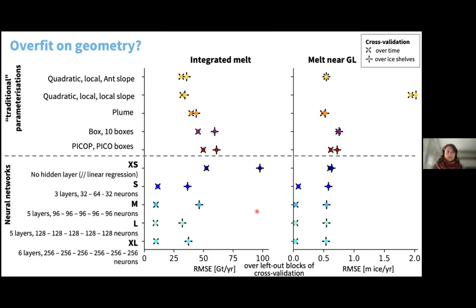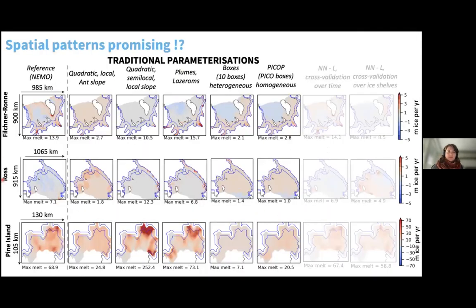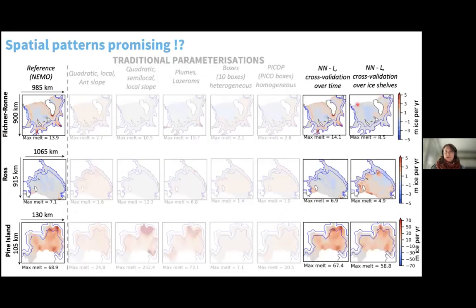So we also looked at the spatial patterns. This is what I just showed you before, just as a reminder. And here you have the results for the neural network. Here you see exactly what I just said. So for the cross-validation over time, if you look at the patterns and compare them to the reference, you see that they are much closer than what we saw before.